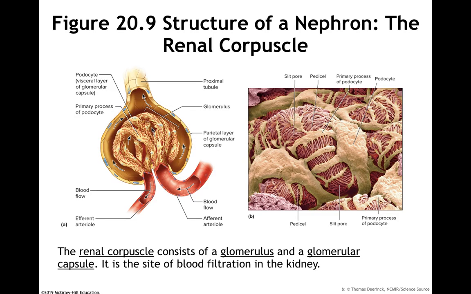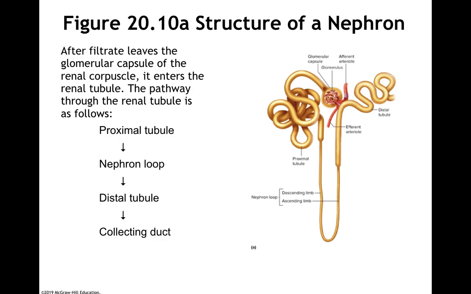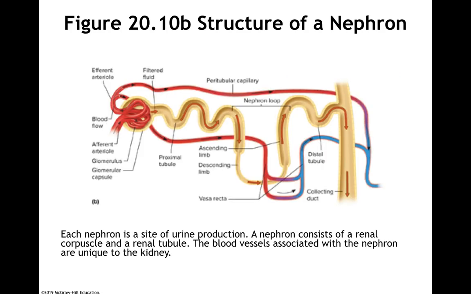So here is a renal corpuscle, which consists of a glomerulus and a glomerular capsule. Here is the glomerulus. This structure around here is the capsule. And that's the site where blood is filtered in the kidney. So if we look at an intact nephron, we've got this capsule structure. We've got the glomerulus here surrounded by a capsule, which goes to a proximal convoluted tubule, lots of twist, to a nephron loop, and then to a distal tubule, which would drain into a collecting duct. That's the site of urine production.